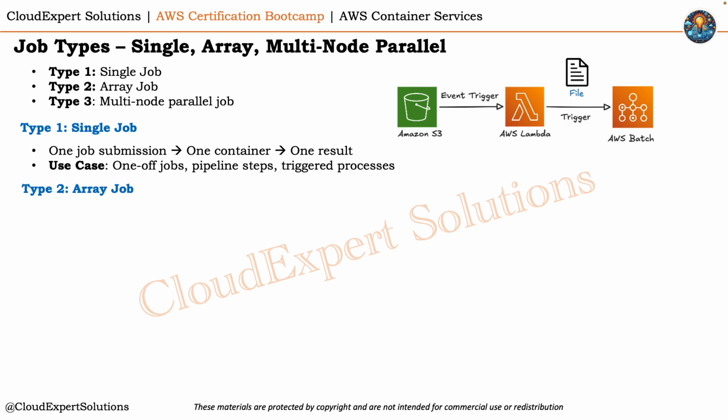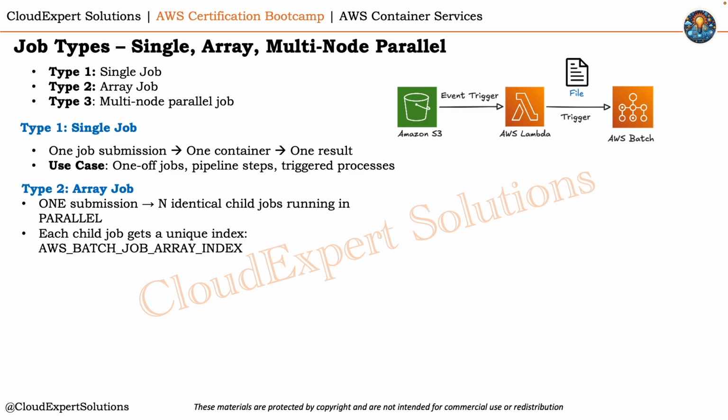Next is array jobs, and this is the most important job type for the exam. One submission creates n number of identical child jobs that all run in parallel. The key mechanism is the AWS Batch job array index, which is an environment variable. Each child job gets a unique index from 0 to n-1.